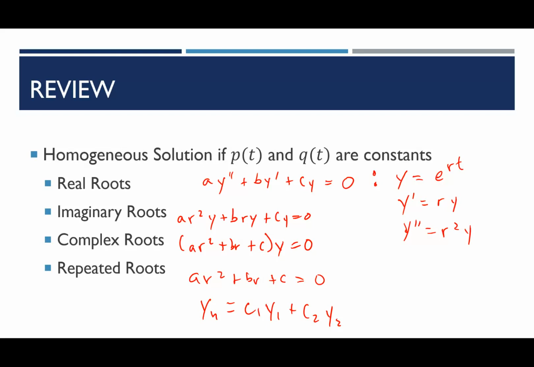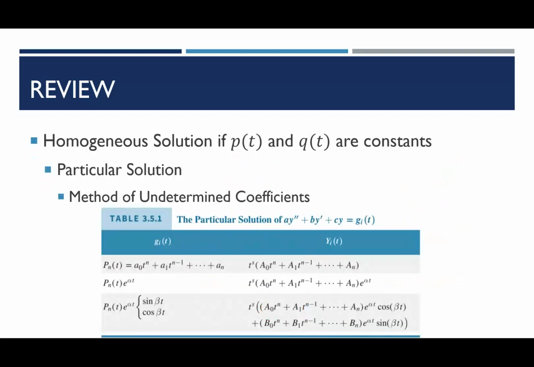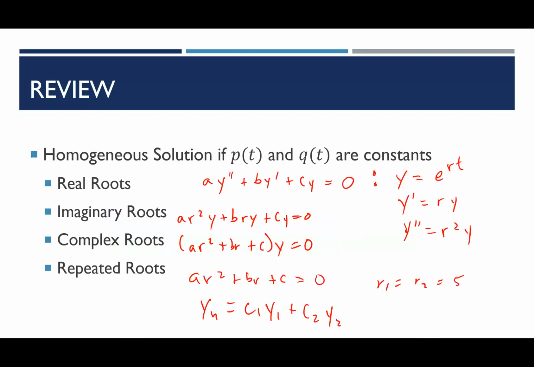Repeated roots. This is what Mr. Carlson asked about. If you have a repeated root, then you just multiply one of them by t. So for instance, if I had in this case that r1 equals r2 equals 5, then my solution would have been y1 is equal to e to the 5t, and y2 would be t e to the 5t.